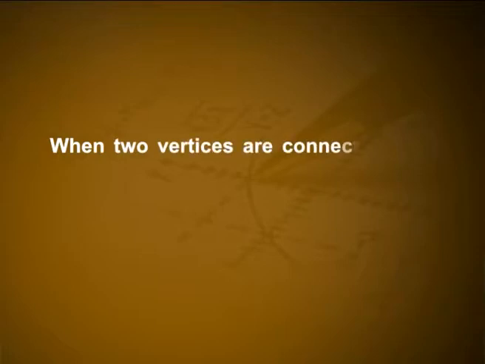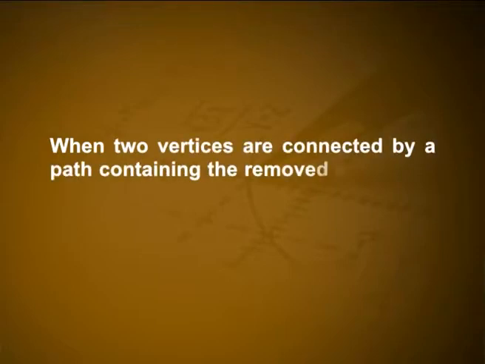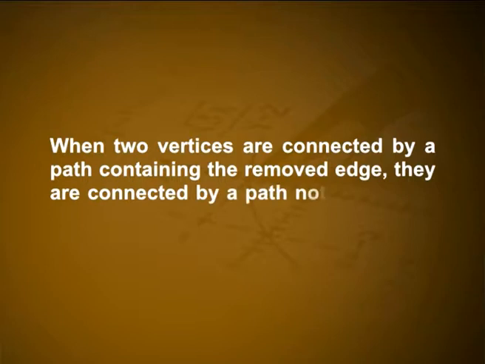Conversely, suppose that G is connected. If G is not a tree, it must contain a simple circuit. Remove an edge from one of the simple circuits. The resulting subgraph has one fewer edge but still contains all the vertices of G and it is connected. This subgraph is still connected because when two vertices are connected by a path containing the removed edge, they are connected by a path not containing this edge.